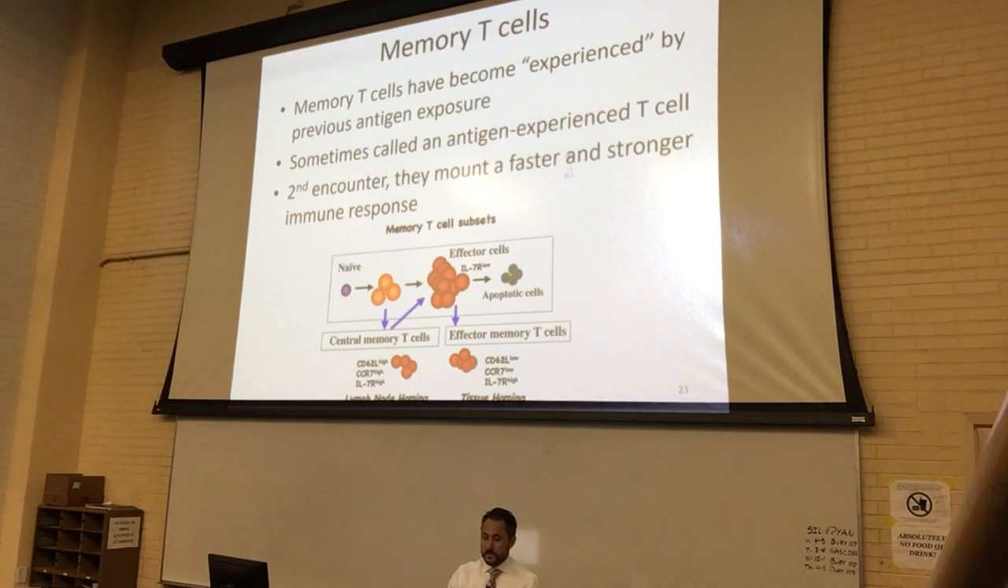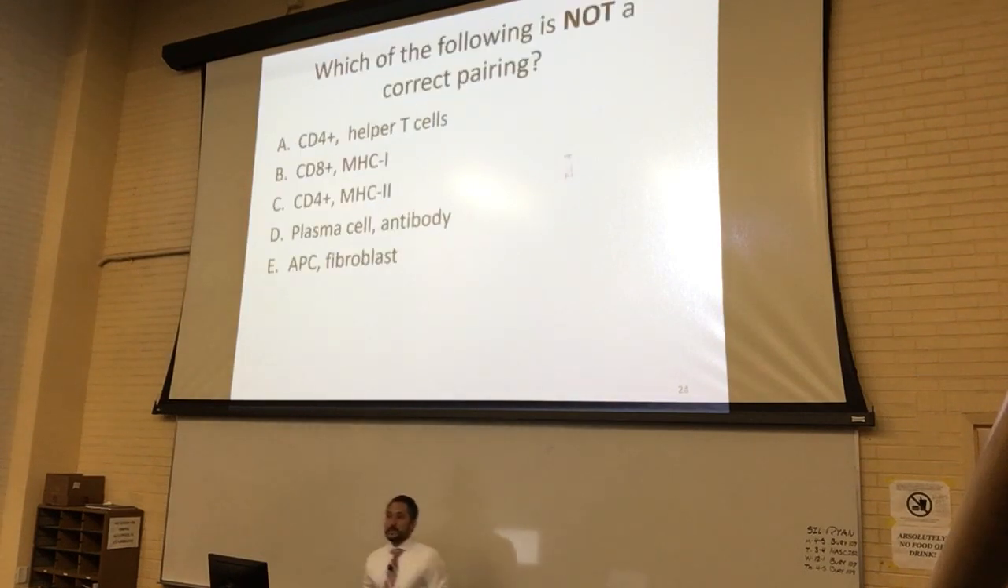Questions? Okay, let's try a couple of practice questions. Which of the following is not a correct pairing? CD4 positive helper Ts, CD8 positive MHC1, CD4 positive, MHC2, plasma cell, antibody, APC, fibroblast.